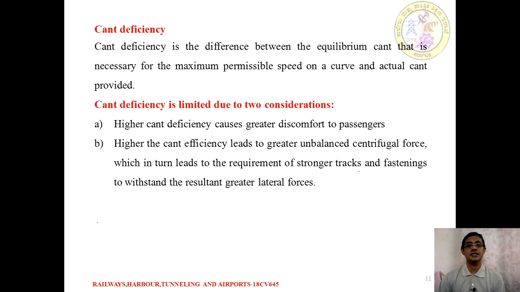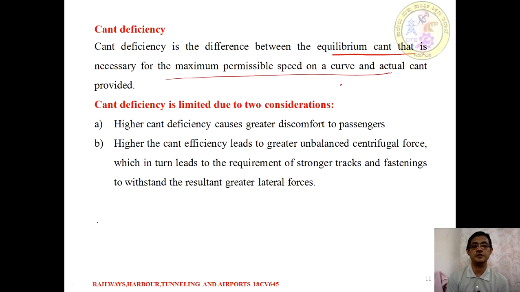Moving on to the next concept, that is called cant deficiency. Cant deficiency is the difference between the equilibrium cant, or the super elevation that is necessary for the maximum permissible speed on the curve, when compared with the actual cant or super elevation which is being provided. That is the difference between the equilibrium cant and the actual cant being provided. It is called the cant deficiency.